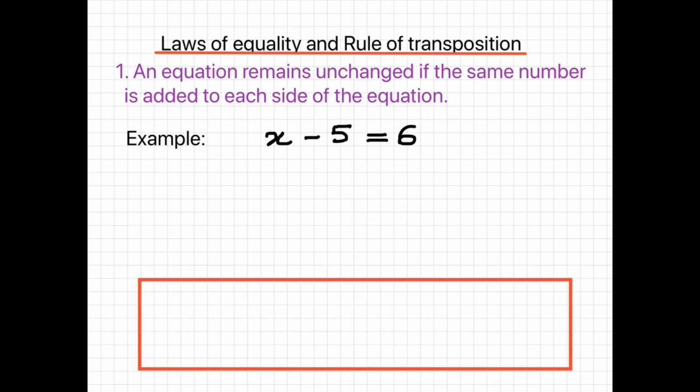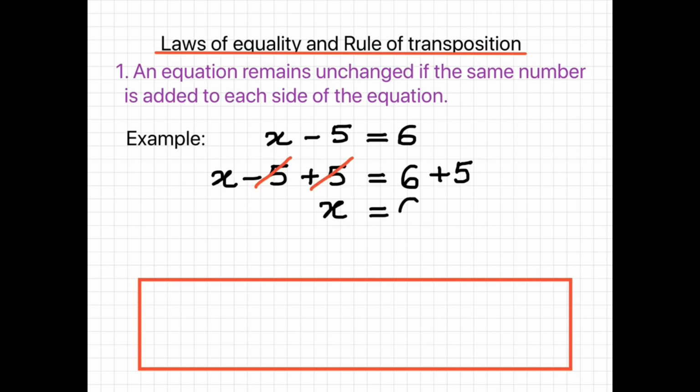So in the next step, we get x minus 5 plus 5 is equal to 6 plus 5. We all know that minus 5 and plus 5 is equal to 0. So we cancel it out. So on the left hand side we have x, which is equal to 6 plus 5. This implies x is equal to 6 plus 5 is 11.